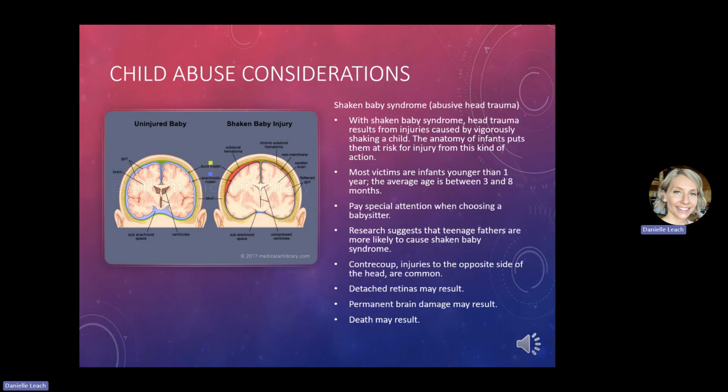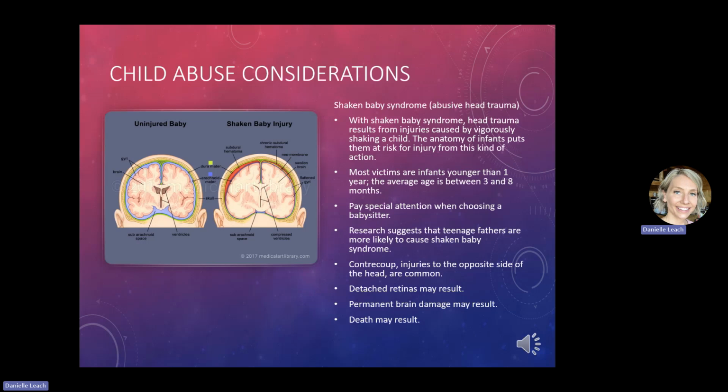Another topic that we need to educate caregivers about is child abuse considerations, specifically shaken baby syndrome. So with shaken baby syndrome, head trauma results from injuries that are caused by vigorous shaking of the baby. So the anatomy of the infant puts them at a higher risk for this type of injury rather than adults. Most victims are between 3 and 8 months of age. Research suggests that teenage fathers are more likely to cause shaken baby syndrome. So we want parents to make sure that they are aware when they're choosing people to watch their children.